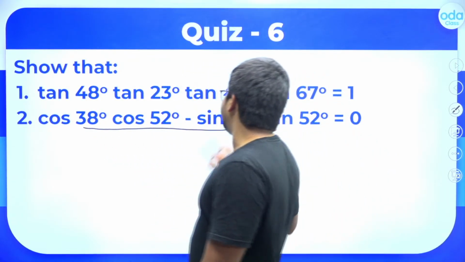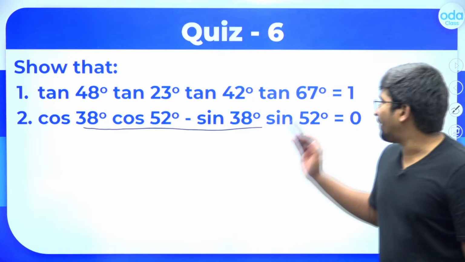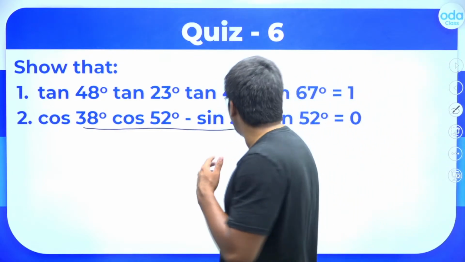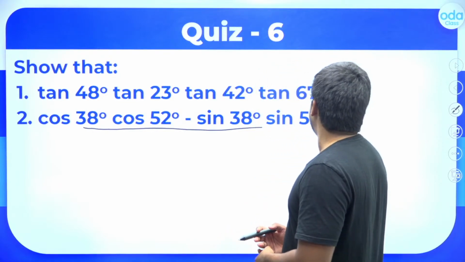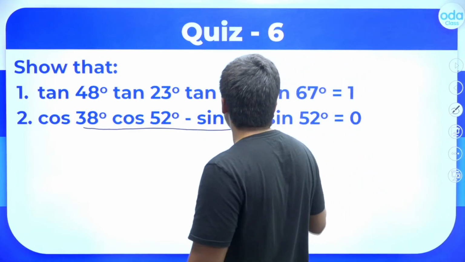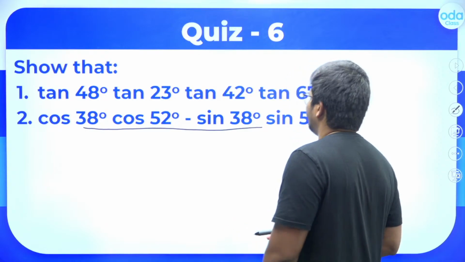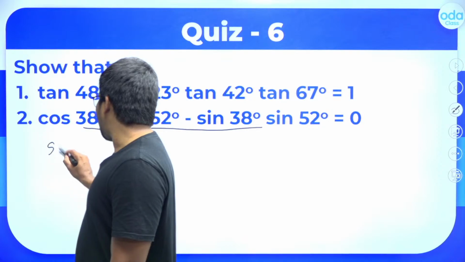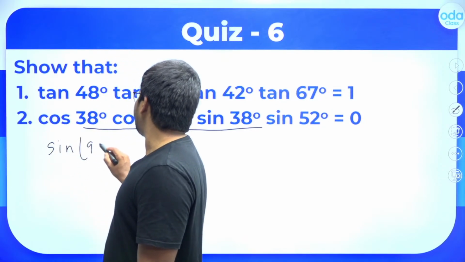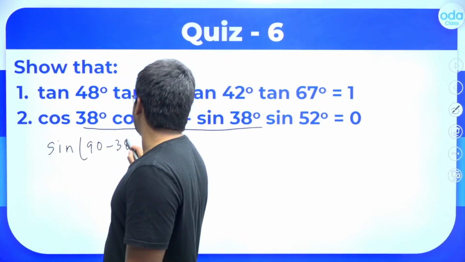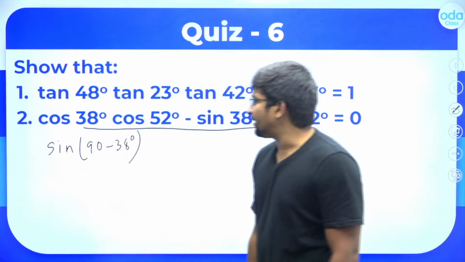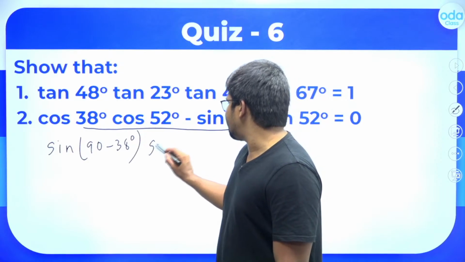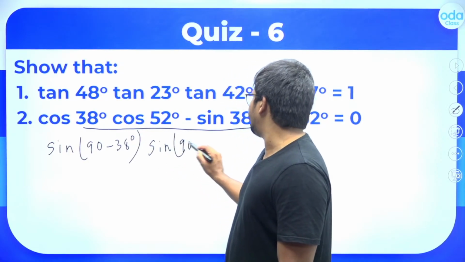Cos 38 degree into cos 52 degree minus sin 38 degree into sin 52 degree. You have to prove this is equal to 0. This is what is to be proved. Very easy. Let's do one thing. You know that cos theta is sin 90 minus theta, right? So you can write it as sin 90 minus 38. Cos 38 can be written as sin 90 minus 38. Similarly, cos 52 can be written as sin 90 minus 52.